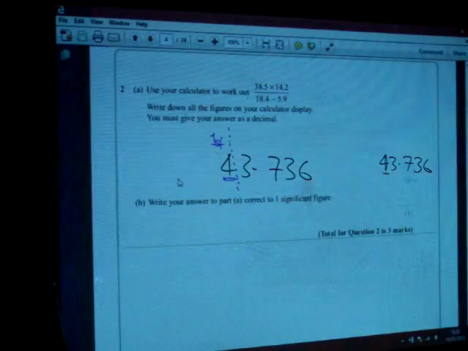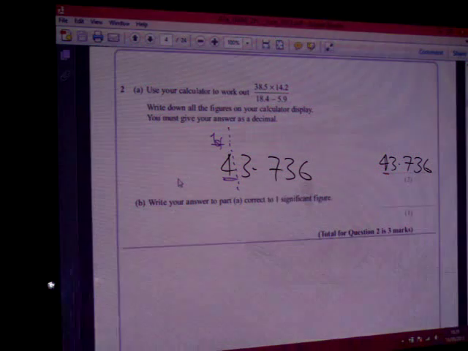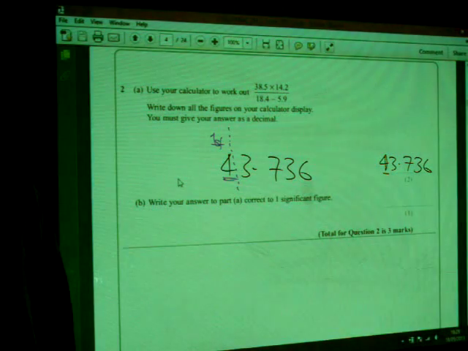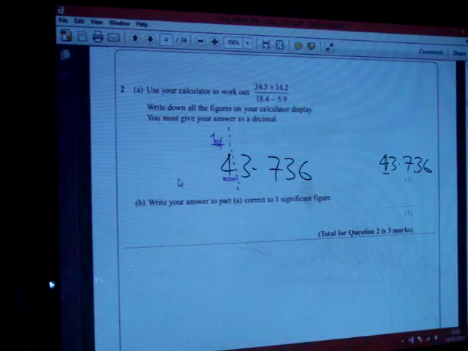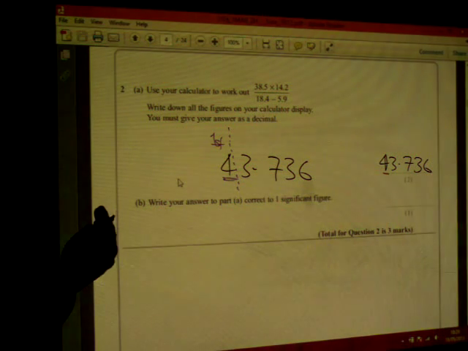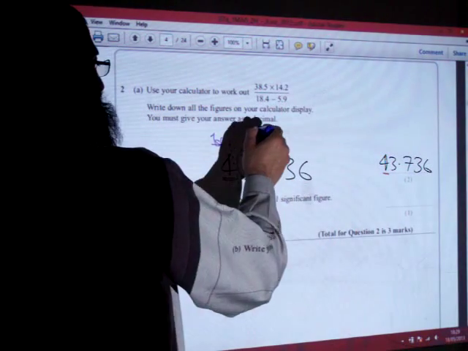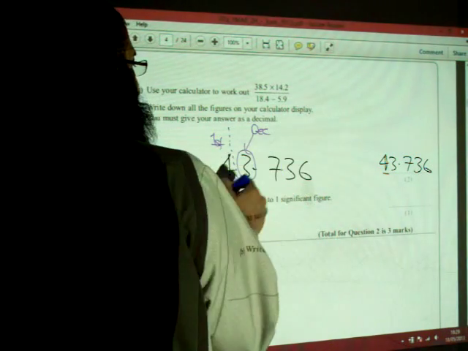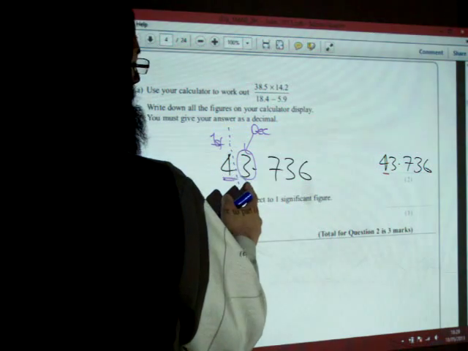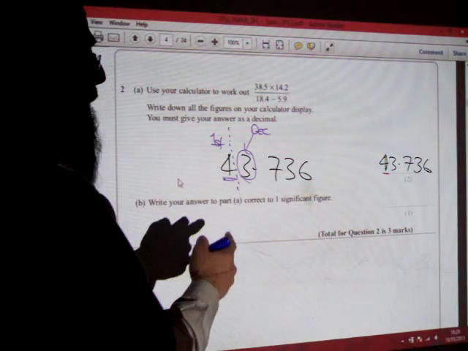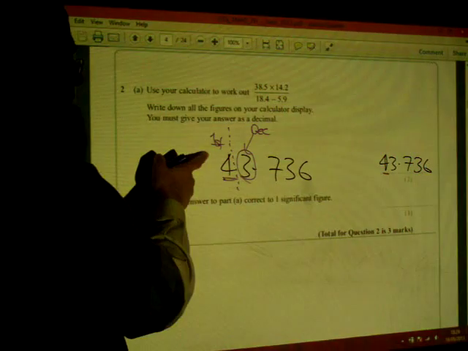Unlike decimal place, which is always on the right hand side of the decimal point, significant figures can be wherever the first non-zero digit is. So here it's actually in the tens column. So we look at the next number. We call this number the decider number. This number tells us whether we're going to round it up or not. So that's our last digit, the decider.